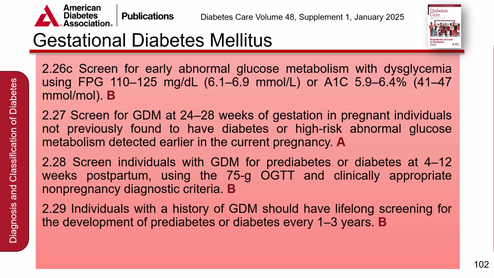2.28. Screen individuals with gestational diabetes mellitus for prediabetes or diabetes at 4 to 12 weeks postpartum, using the 75 grams oral glucose tolerance test and clinically appropriate non-pregnancy diagnostic criteria. Level of evidence B. 2.29. Individuals with a history of gestational diabetes mellitus should have lifelong screening for the development of prediabetes or diabetes every 1 to 3 years. Level of evidence B.